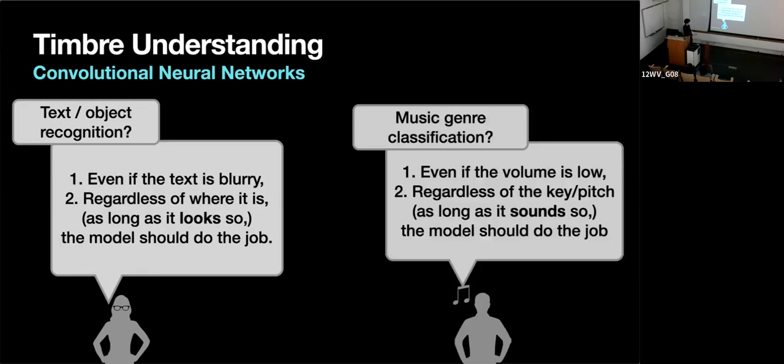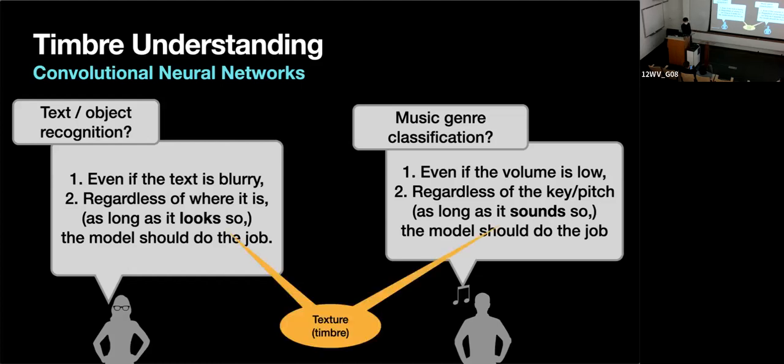And it's a kind of similar situation to what we just said: even if the volume is a little low or a little high, and regardless of the key or pitch of the sound, genre classification should work, being invariant to those kinds of changes. Sounds pretty similar, right? I can't say they're exactly identical, because for object recognition, the basic component is sensitive to texture. In that sense it's very similar, because texture in an image is the timbre of the sound.